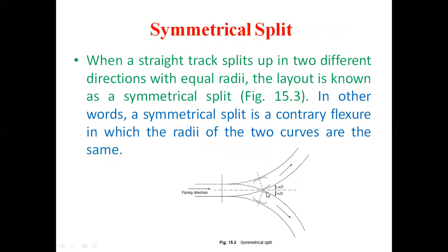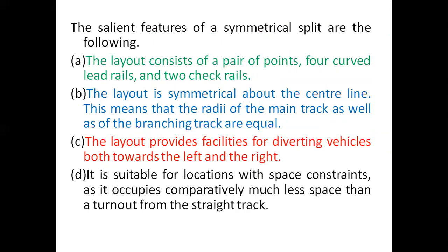So we have provided four lead rails. This is one, two, three, four rails, and a pair of two check rails has been provided, and a center line for the main line, with the similar angle maintained here for the cut of these main line and branch line from the single main line. So the layout provides facilities for diverting vehicles in both directions, the left and the right.